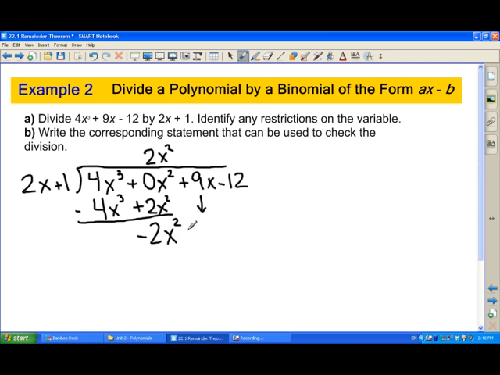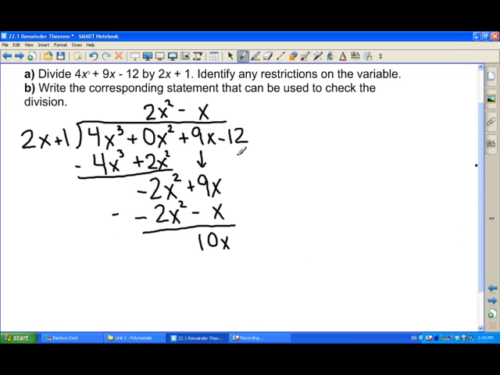I bring down my next term, positive 9x. And I ask myself, what do I need to multiply 2x by to equal negative 2x squared? I need to multiply it by negative x. Negative x times 2x is negative 2x squared. Negative x times positive 1 is negative x. And I subtract again. 9 take away negative x becomes 9 plus x, or 10x. I bring down my next placeholder.